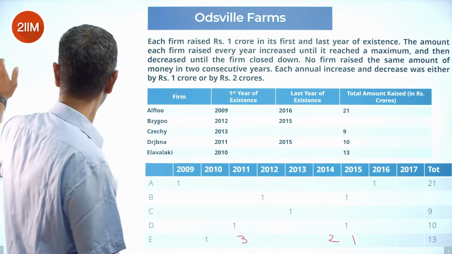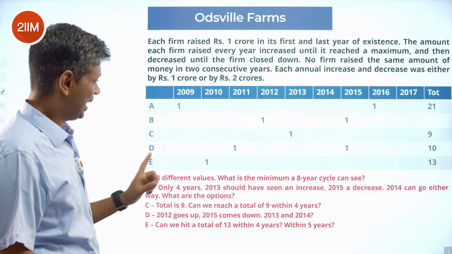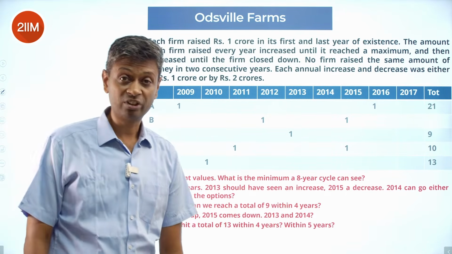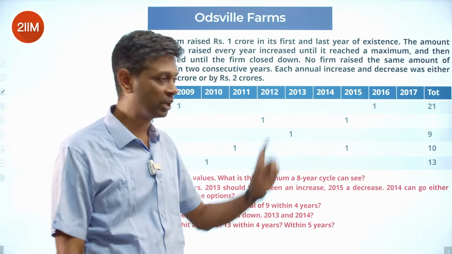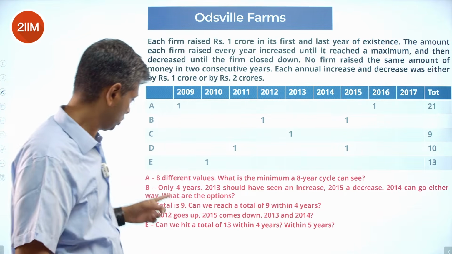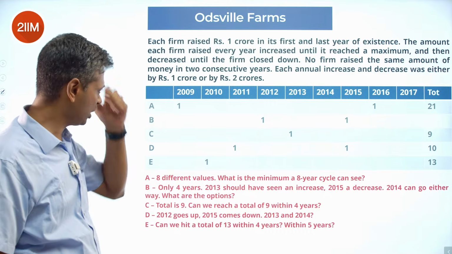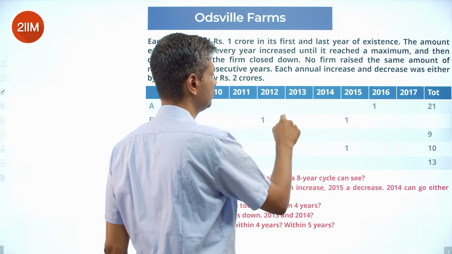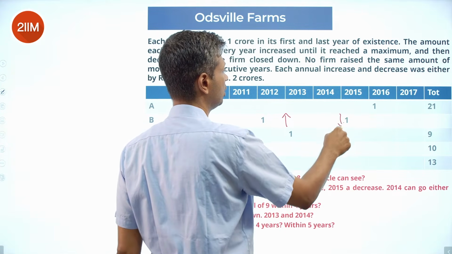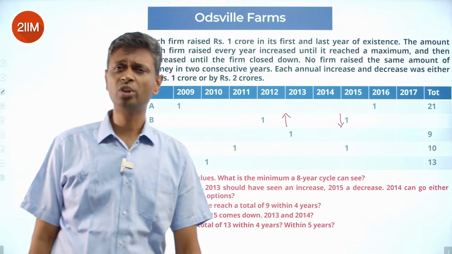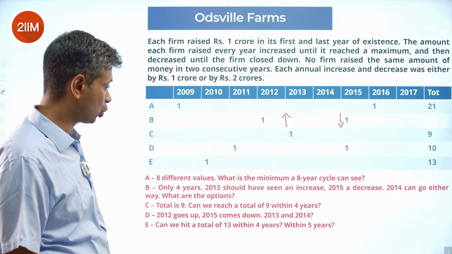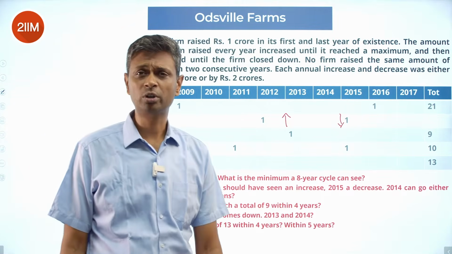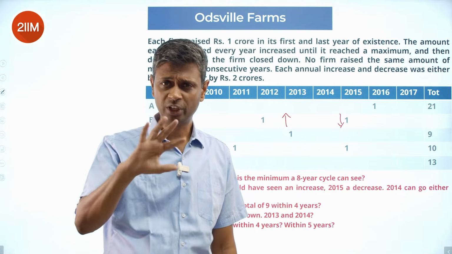I'm going to do a very quick recap. 8 different values. What is the minimum 8-year cycle? 1, 2, 3, 4, 5, 3, 2, 1. And that adds up to 21. That's the cycle we're thinking about. Only 4 years. 2013 should have seen an increase. 15 should have seen a decrease. 14 could go either way. 1, 2, 3, 1 or 1, 3, 2, 1. Total is 9. Can we reach a total of 9 within 4 years? Not possible. 1, 2, 3, 1 is the only possibility. Or 1, 3, 2, 1 adding up to 7.